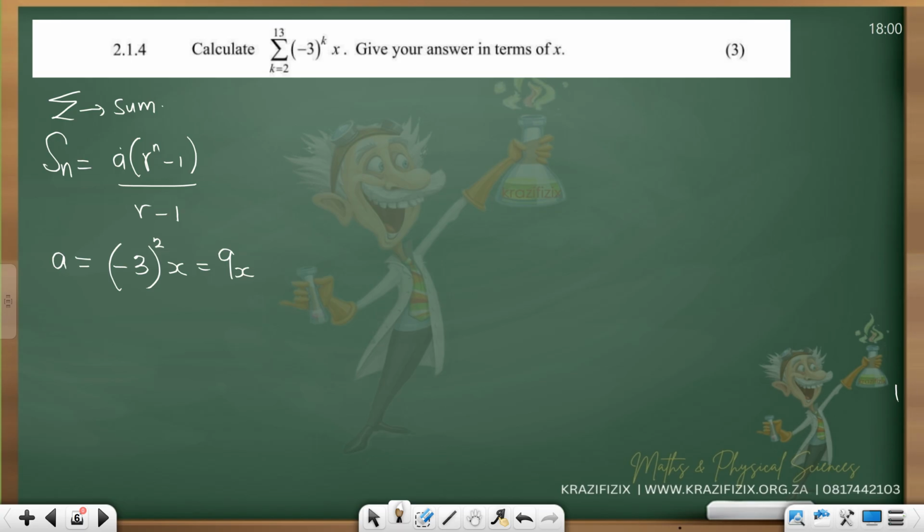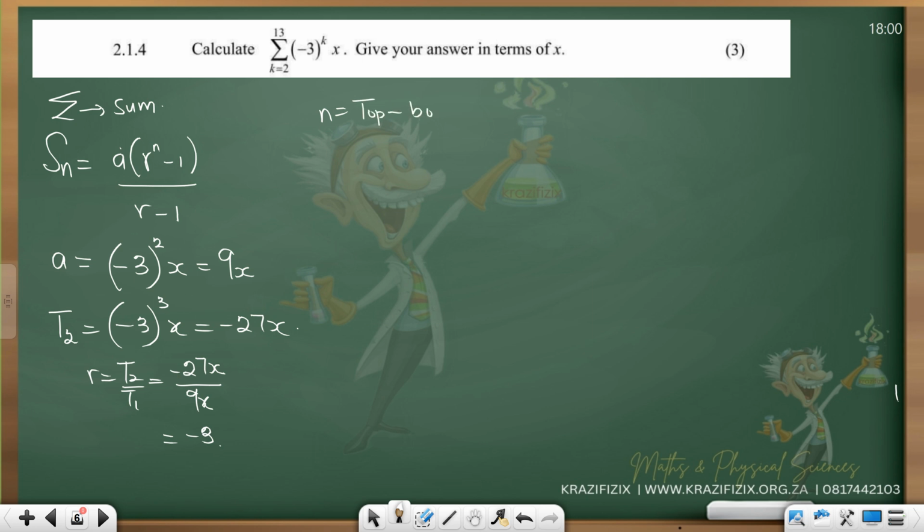We need to get R. To get R, let's get T2. -3 to the power 3 times x, -27x. So what is our R? T2 over T1. -27x over 9x. And that is what? You're safer this way. What is N? Top minus bottom plus 1. What's our top? 13. Bottom 2, plus 1. What do you have? 14 minus 2 is, there are 12 terms here.